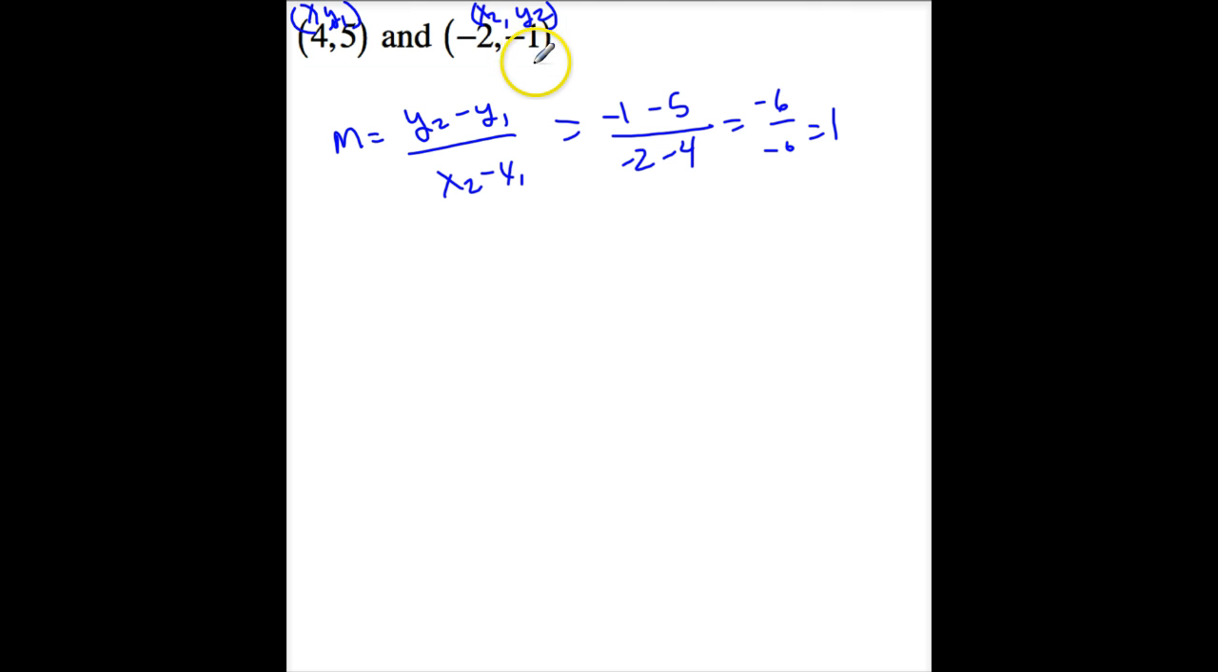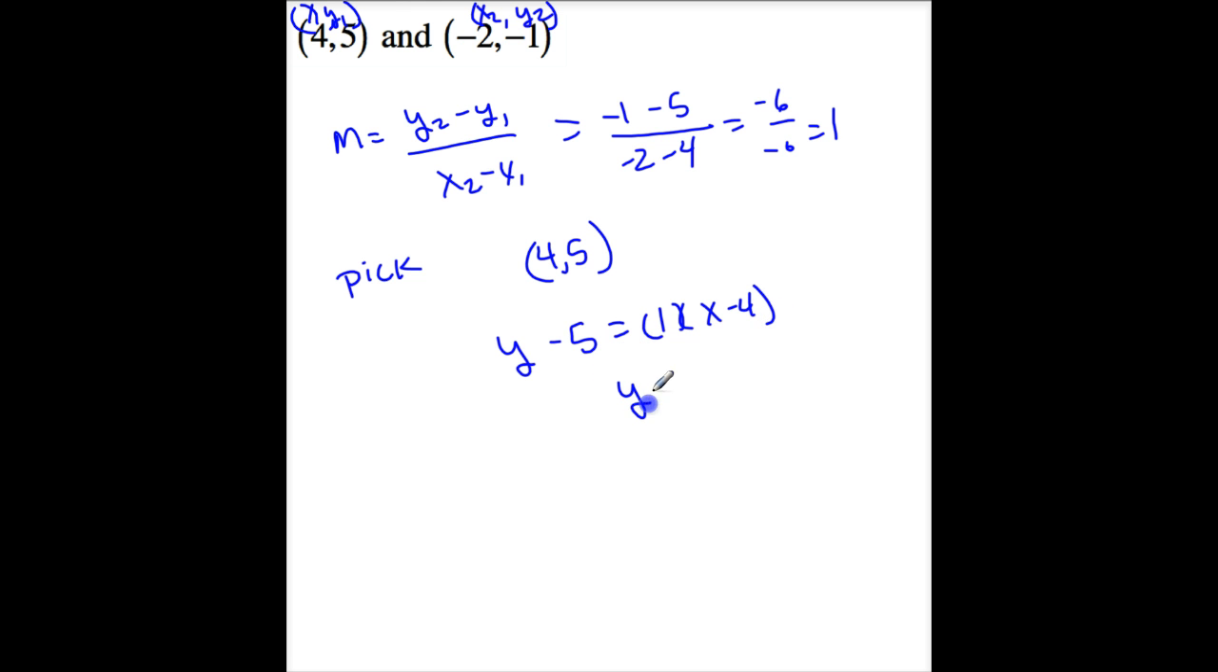I can pick either point I want. It does not matter. So I'm going to pick the point 4, 5. So y minus 5 is equal to 1 times x minus 4. So y minus 5 is x minus 4, or y is equal to x plus 1. That is the equation of my line.